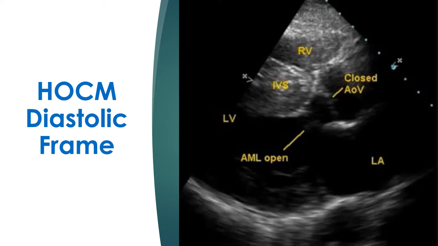The anterior mitral leaflet is in open position and aortic valve is in a closed position, indicating diastole. The left atrium is dilated compared with the size of the aorta; usually both are roughly equal in this view.